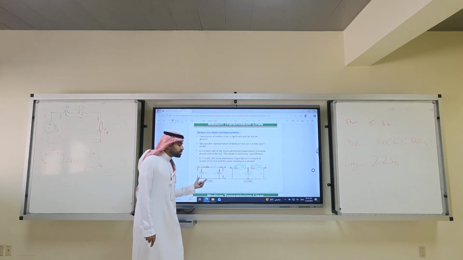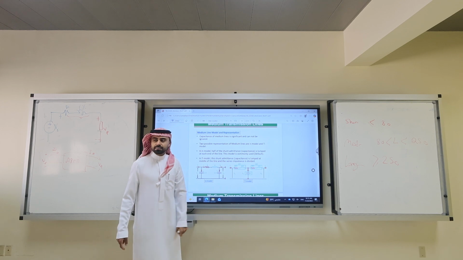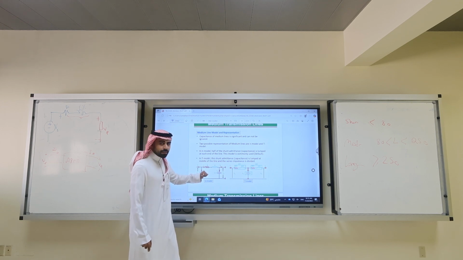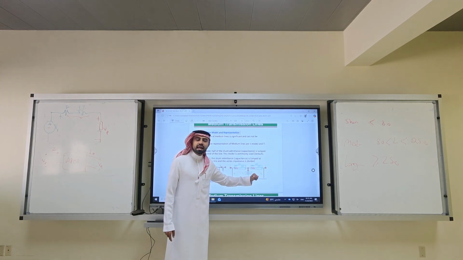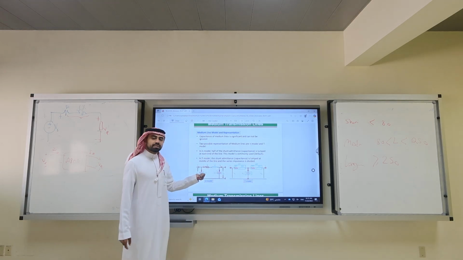So in either of these models, you have to split something in halves. The pi model would split the capacitors in half. The T model would split the line into half. Which one do you think is better? Well, I see this is more practical, easier.